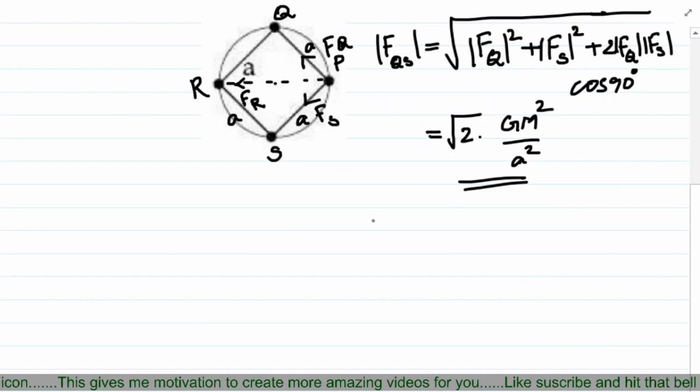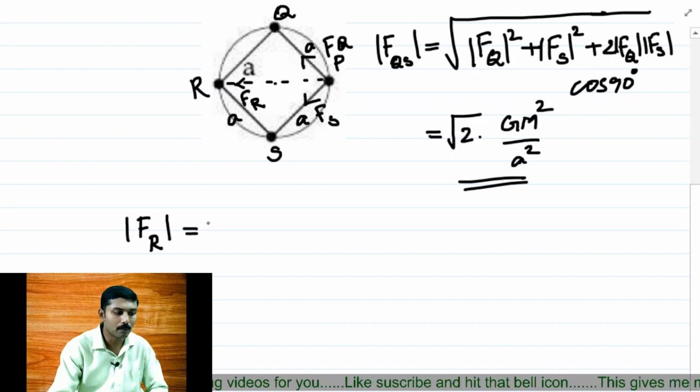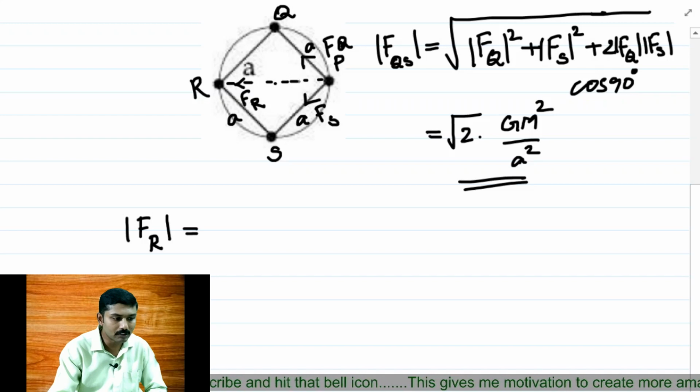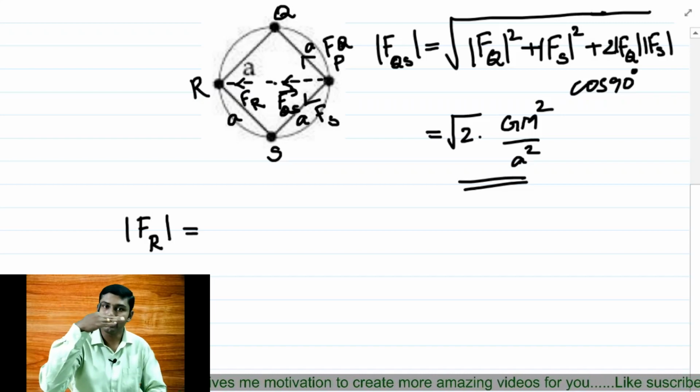Now we are going to calculate the force created by the mass at the point R. Before we calculate that, we also have to show you the direction of the resultant force FQS, which is the direction in which it is going to act, shown with the letter FQS. That is this direction, the direction parallel to the diagonal.